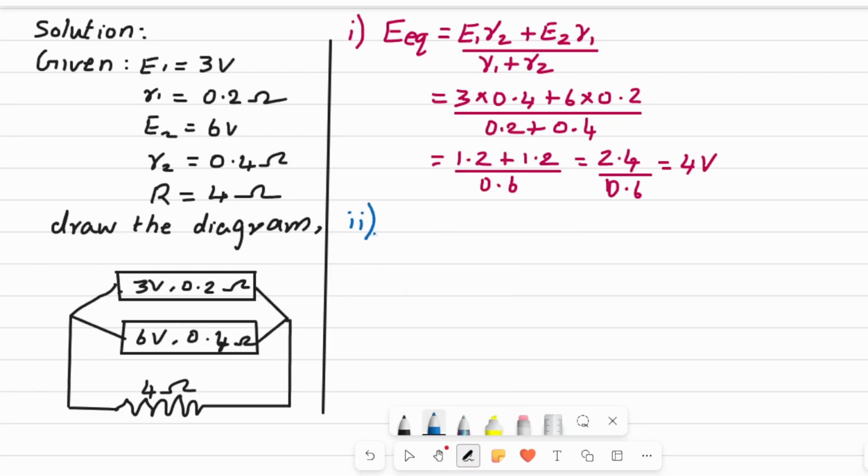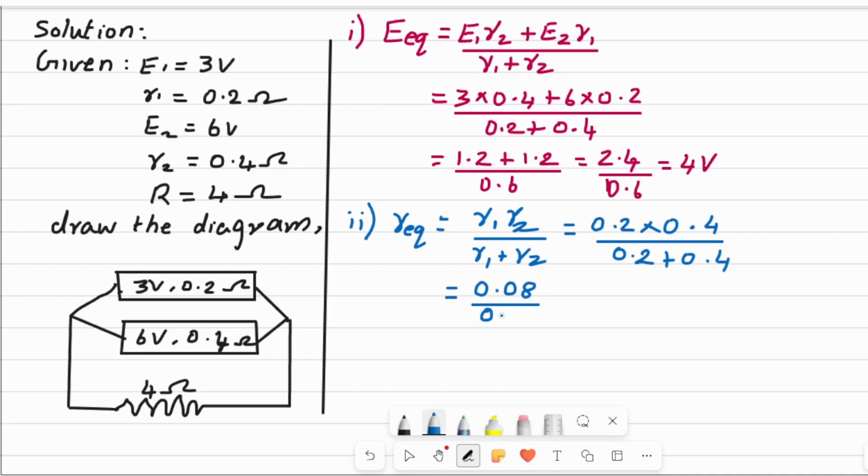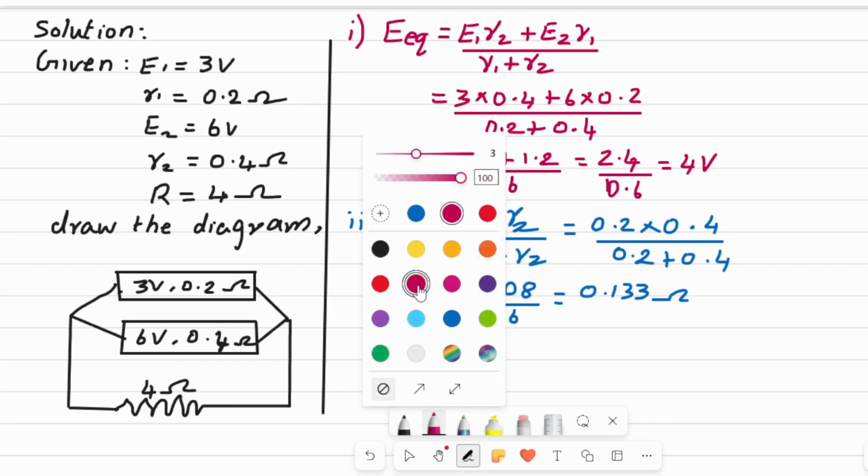Now we enter into the second part. We want to find the equivalent internal resistance. Remember, there are two cells connected in parallel, each having internal resistance. So the parallel equation we will use, R1 R2 divided by R1 plus R2. So 0.2 into 0.4 divided by 0.2 plus 0.4. Okay, so it is equal to 0.08 divided by 0.6. Divide it and write the answer, 0.133 ohm.